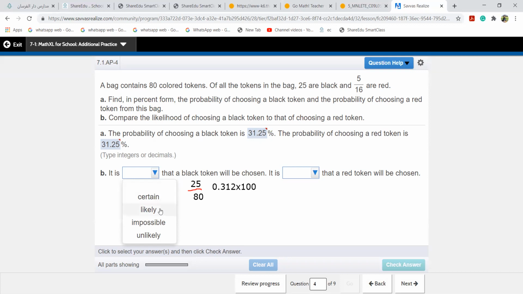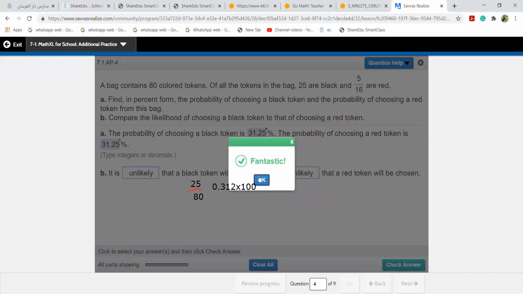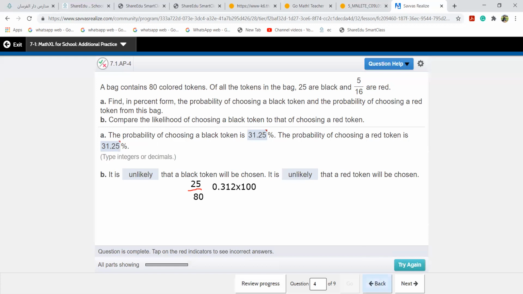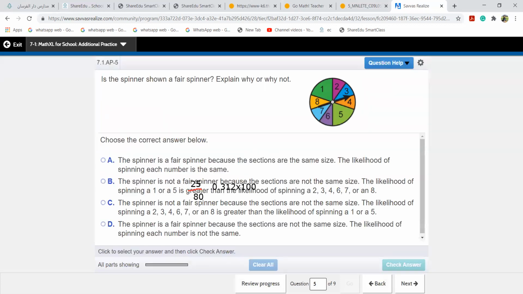Anyways, 31% is, of course, unlikely. More than 50% is likely. Of course, unlikely. Next, let us go to the next question. Skip this question.